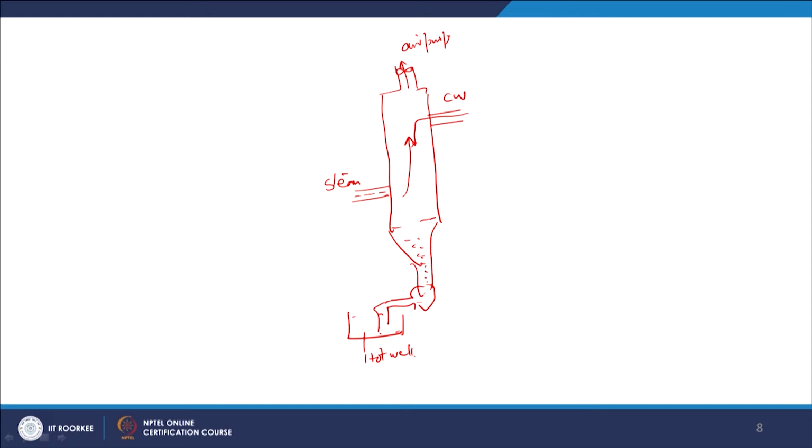So, this is about the jet level condenser which is counter flow type. Now, if you want to look at the parallel flow type of jet condenser, in that case steam and water move in the same direction. So, that is parallel flow. The geometry remains almost the same.